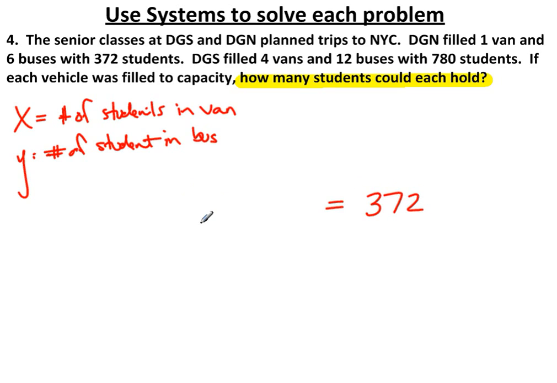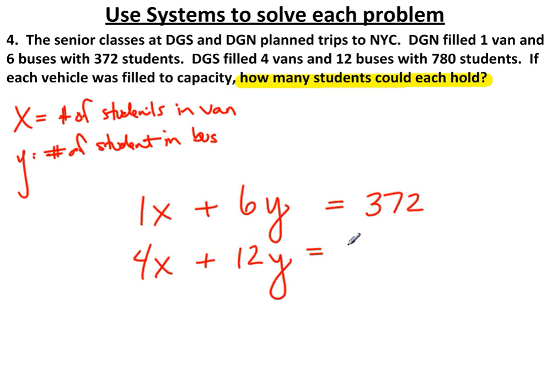So the number of students in 1 van, well, if we have 1 van, so 1 times the number of students plus 6 times the number of students in a bus should equal a total of 372 students. DGS had 4 times the number of students in a van plus 12 times the number of students in a bus should equal 780 students. And again, the X is really easy to get by itself, or you can use elimination, whichever one you choose. Unless I ask you to use a specific method, you can use any method you like.